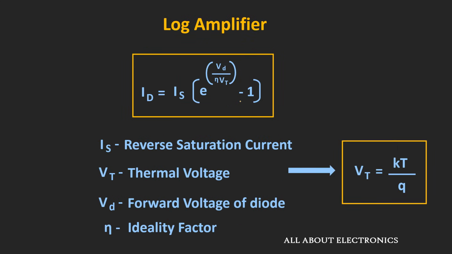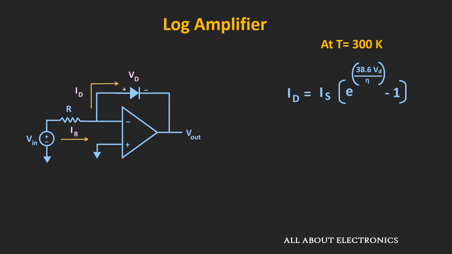So at room temperature, if you put the value of this thermal voltage in this expression, then the diode current ID can be given by this expression. Now here this exponential term will be much larger than 1. So approximately we can say that ID is equal to IS times e to the power of 38.6 times this diode voltage VD divided by this ideality factor.